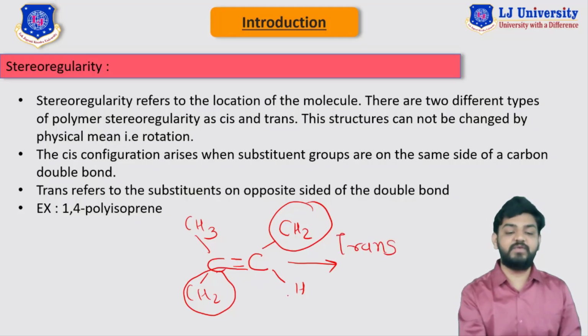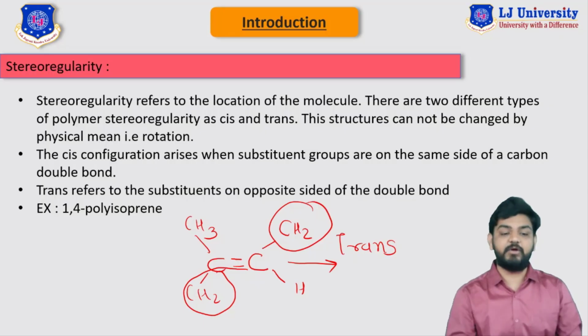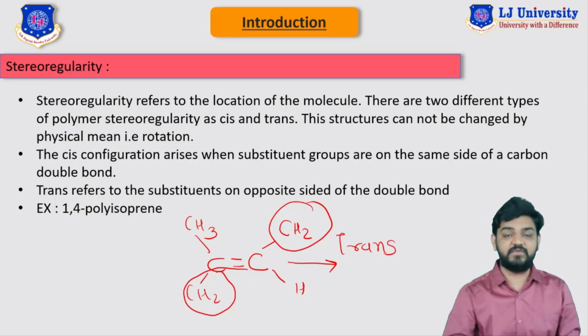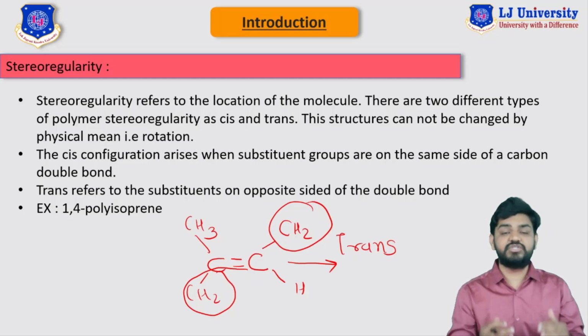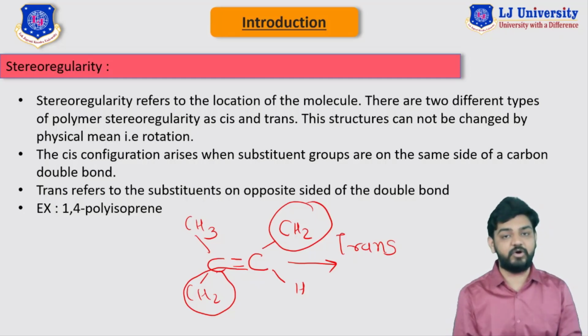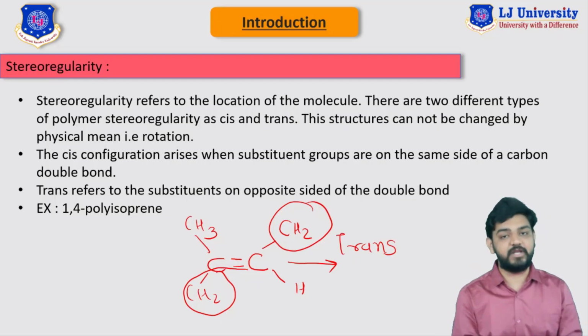So this is what we call stereoregularity. It basically depends on the location of the particular atom or molecule. We have seen the cis configuration and we have also seen the trans configuration. In the cis configuration, similar atoms are on the same side of the carbon double bond, and in the trans configuration, they are on opposite sides of the carbon double bond.